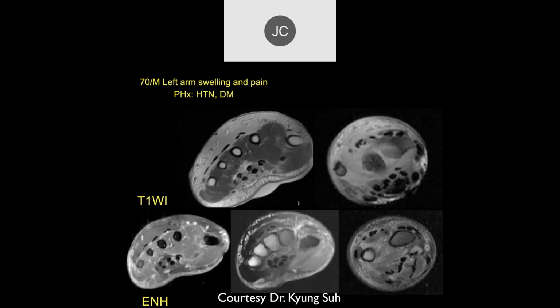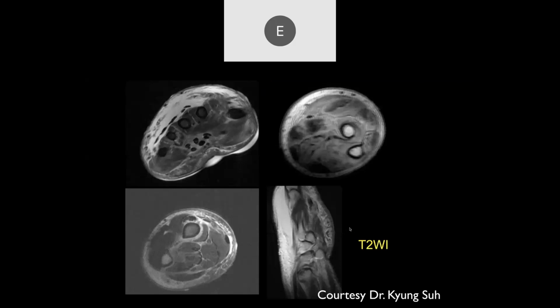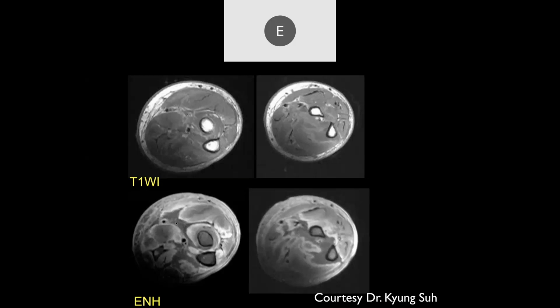70-year-old, left arm swelling and pain. Past history of hypertension and diabetes. I see a lot of subcutaneous soft tissue edema, pretty circumferential, mostly on the dorsal side. A lot of edema there dorsally. Yeah, going in between the muscle, like traveling along the muscle fascia.